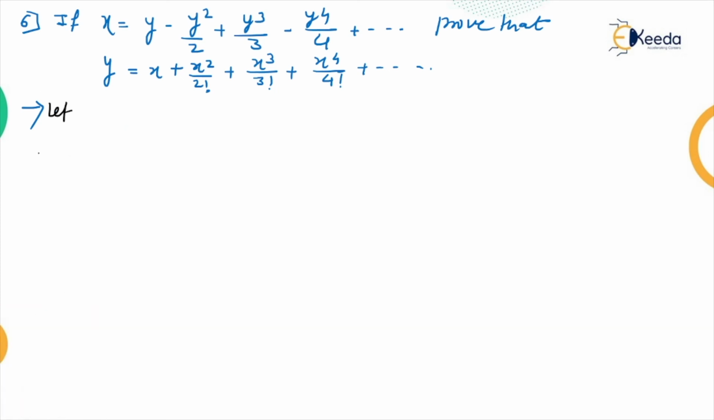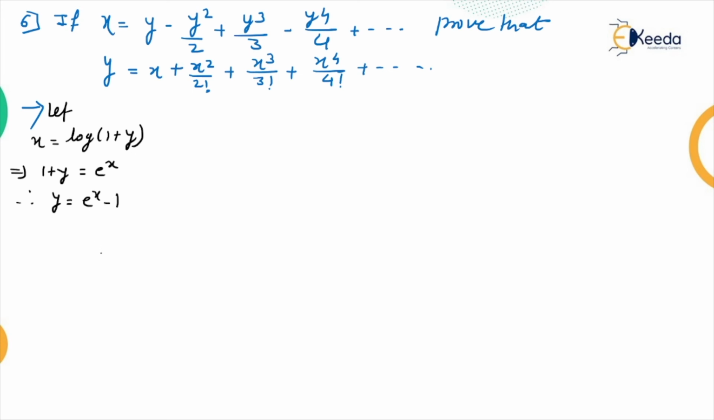Let x is equal to log of 1 plus y. Clearly x is equal to log of 1 plus y, so that implies 1 plus y is equal to e to the power x. Taking the exponential on both sides, we get 1 plus y is equal to e to the power x. Therefore clearly y is equal to e to the power x minus 1.